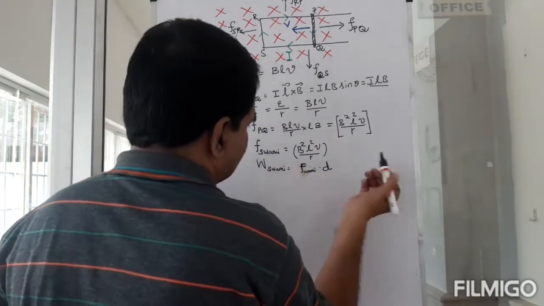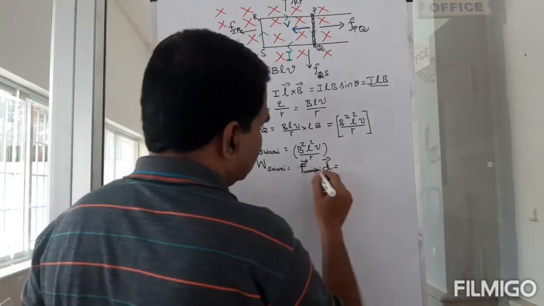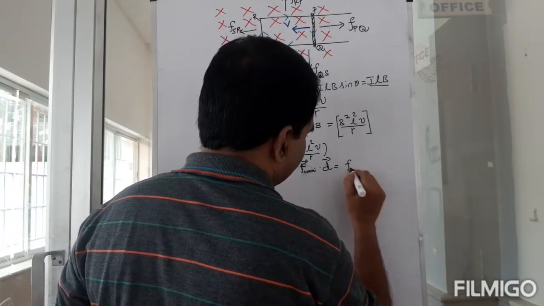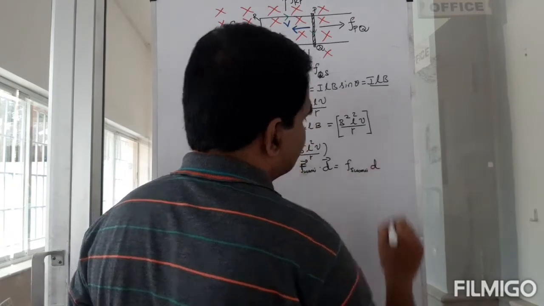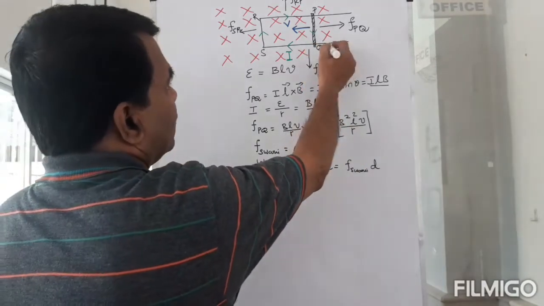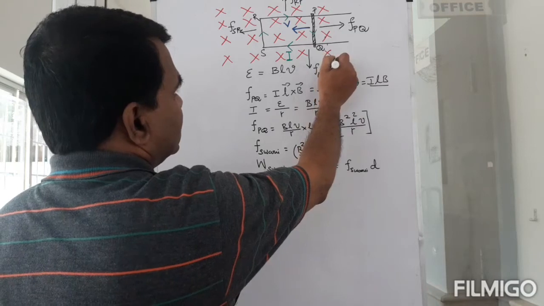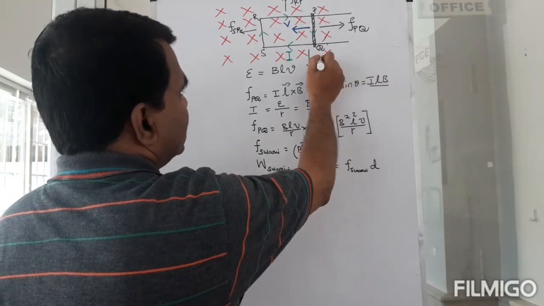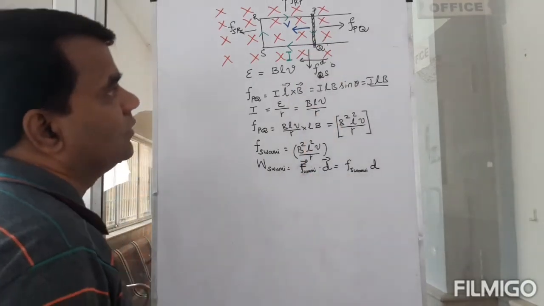Okay, let me expand F dot D. So that is equal to F Swami into D. D is the distance I travel from this position. This will be my origin. So D is in this direction. It's my D.